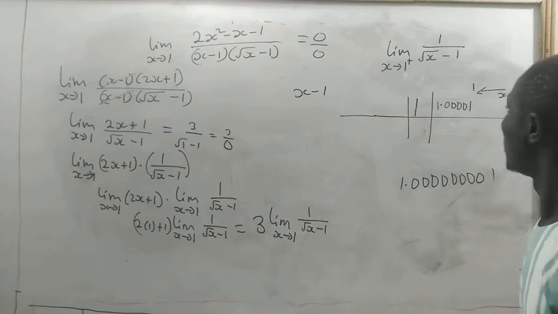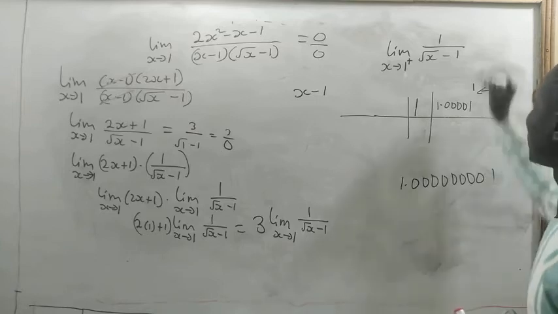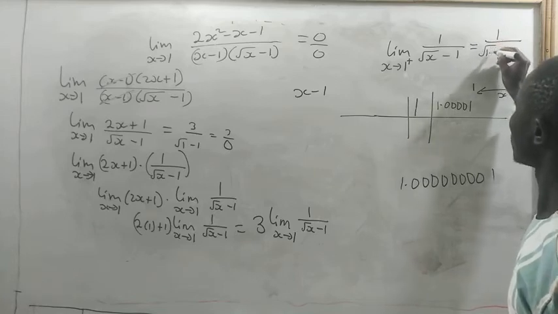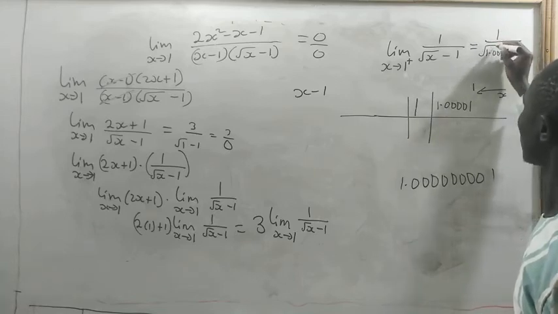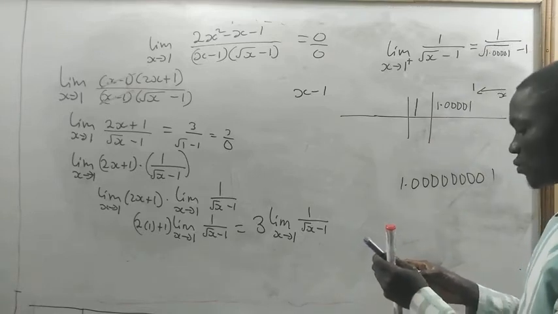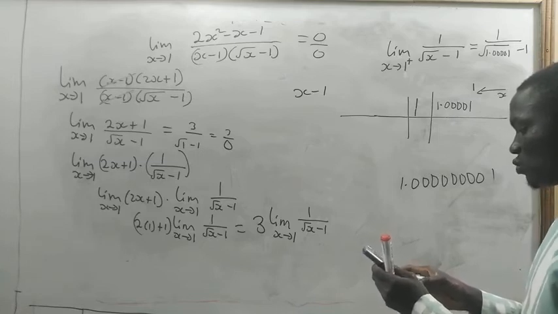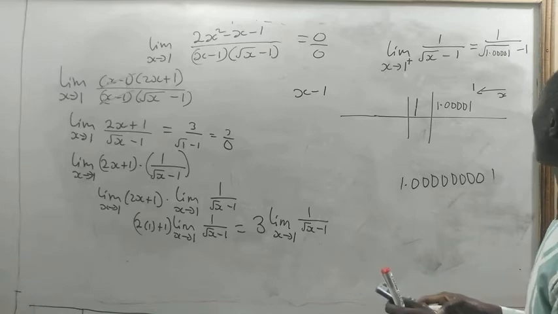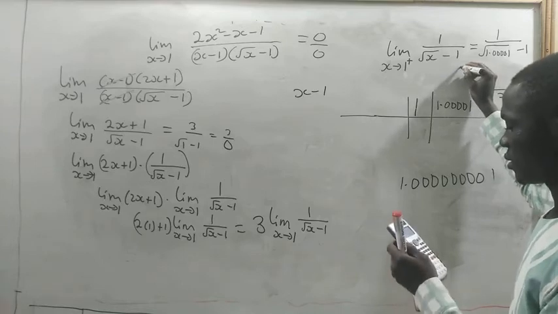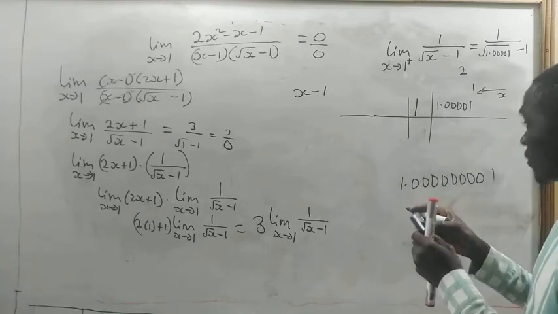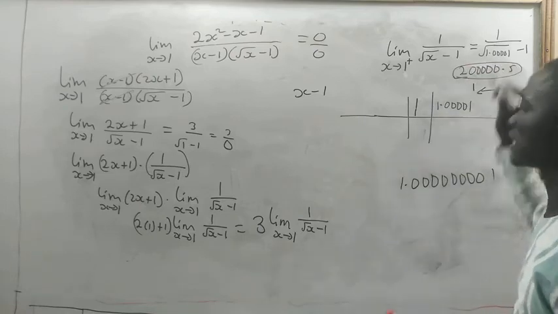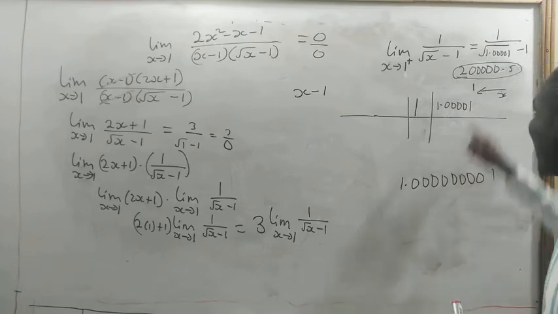Now, we are going to put x equal to 1.00001. So we have 1 divided by square root of 1.00001 minus 1. Wow. That will give me a very large positive number. A very large positive number.